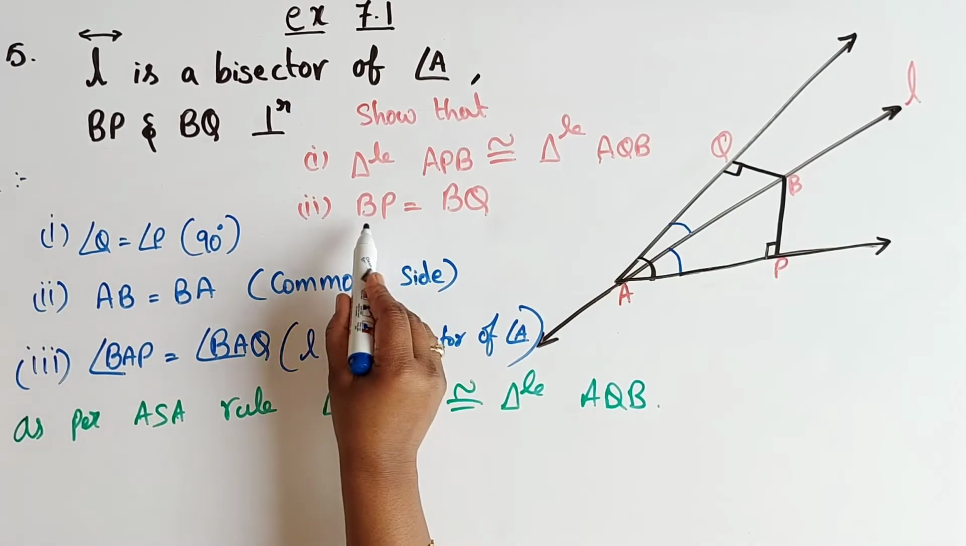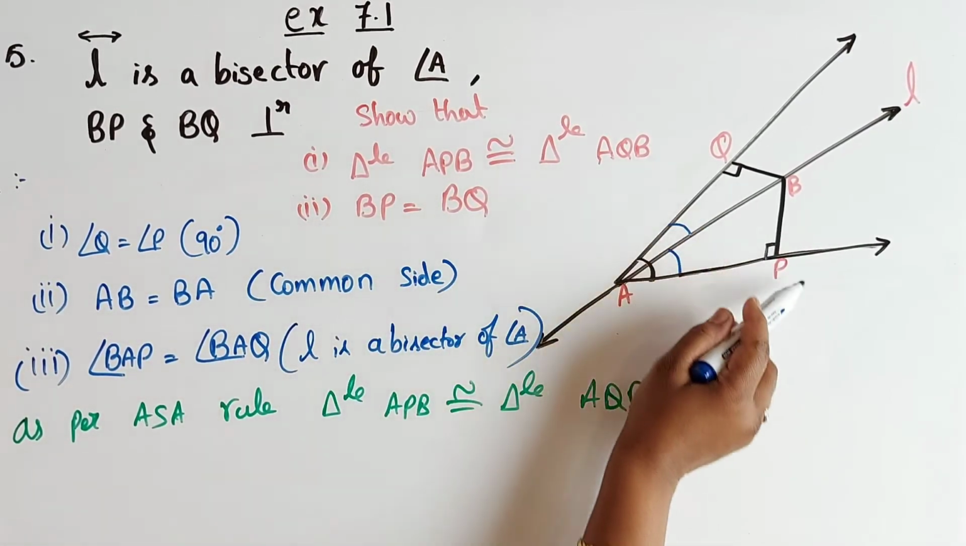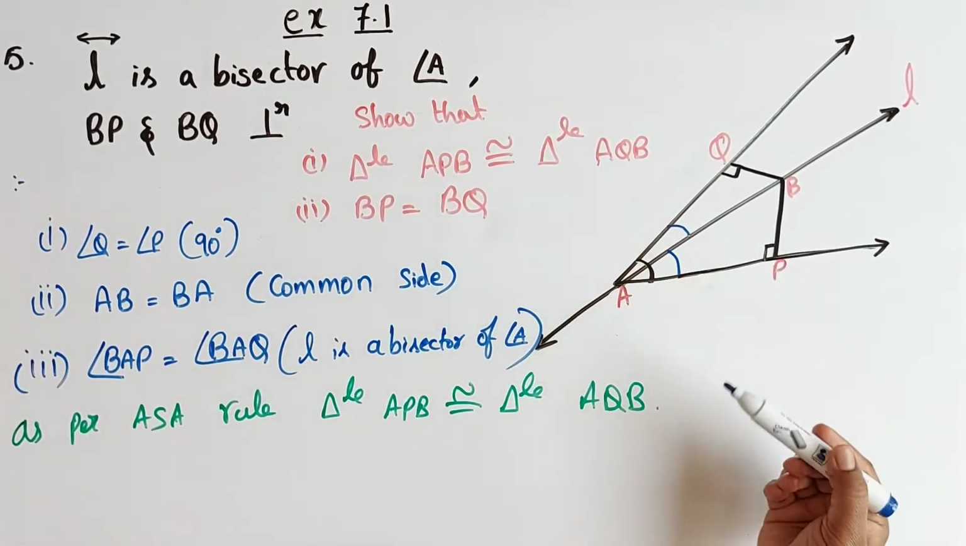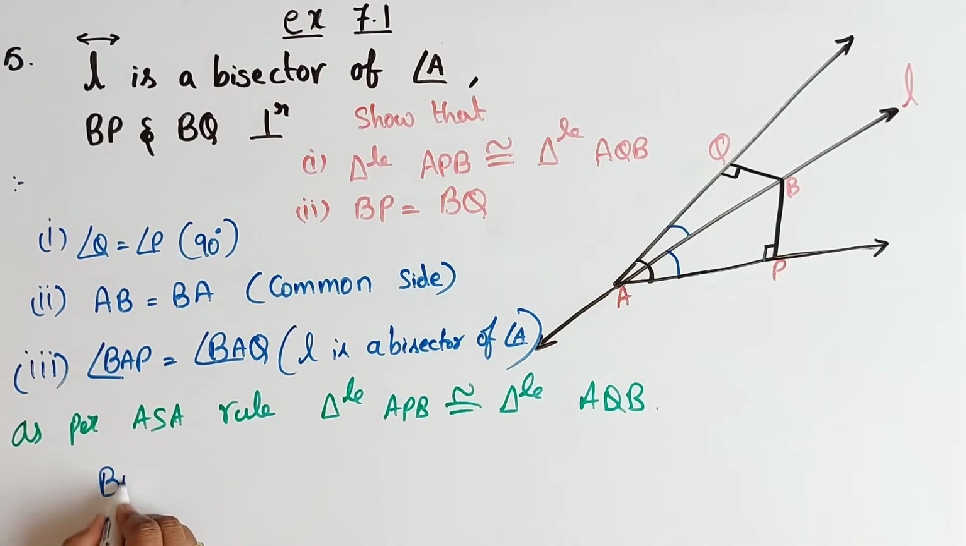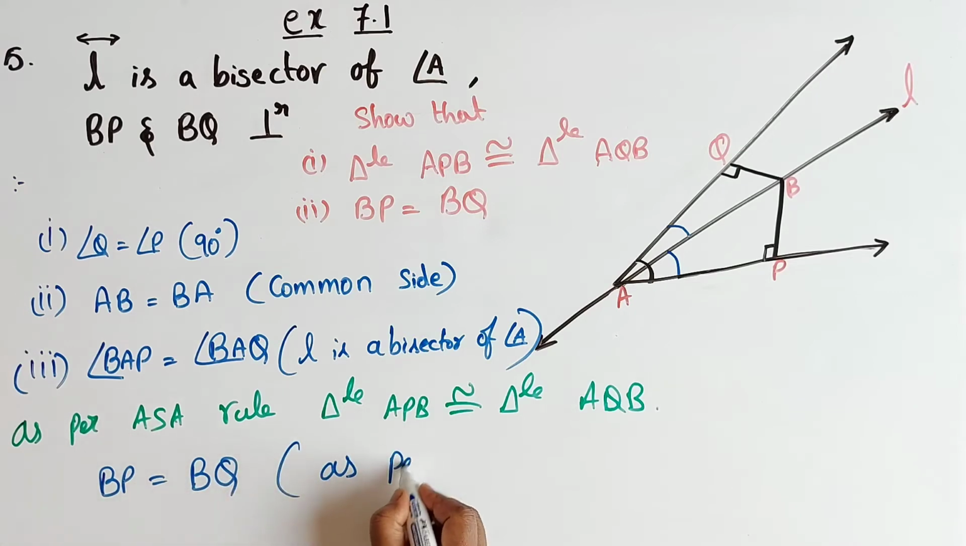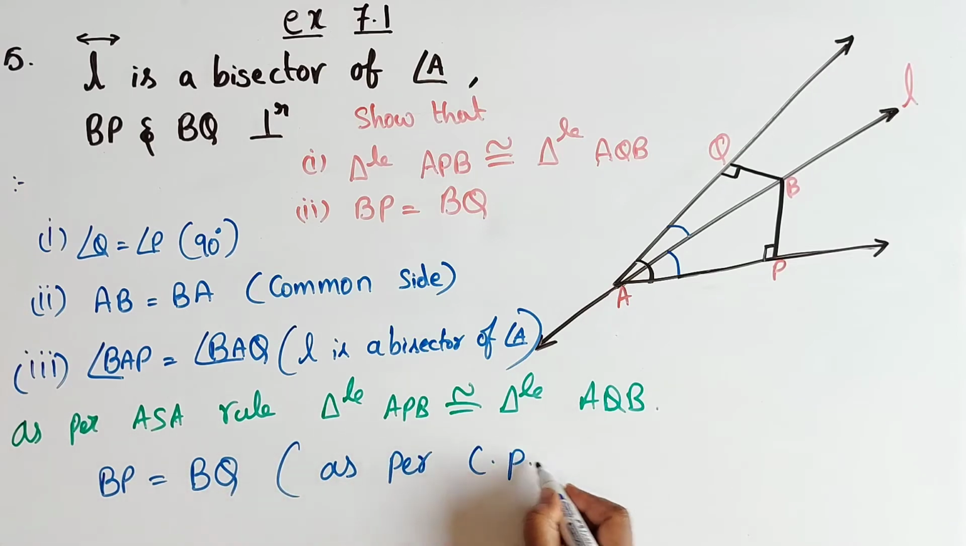What is the second one, children? Here we have to show that BP equals BQ. Correct. Here both the triangles are congruent, so we can make BP equal to BQ as per CPCT. We have learned this word CPCT, corresponding parts of congruent triangles. Right, children? So BP equals BQ as per CPCT.